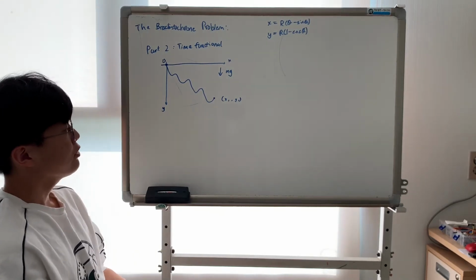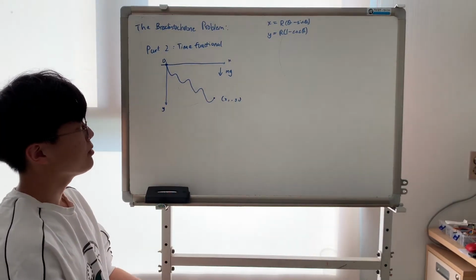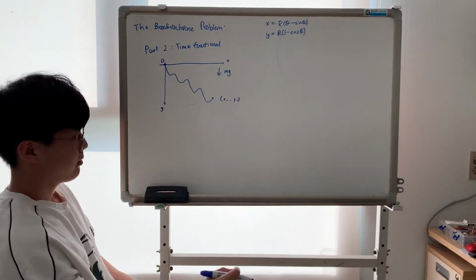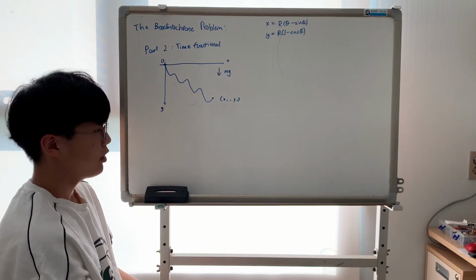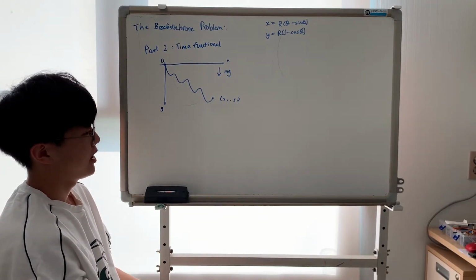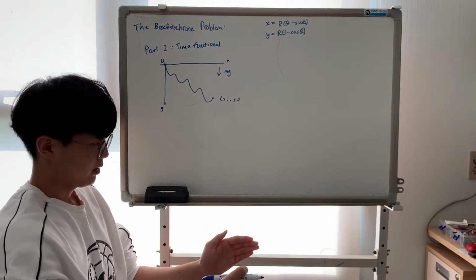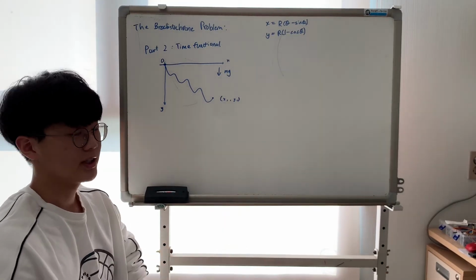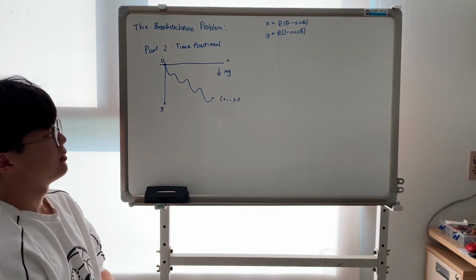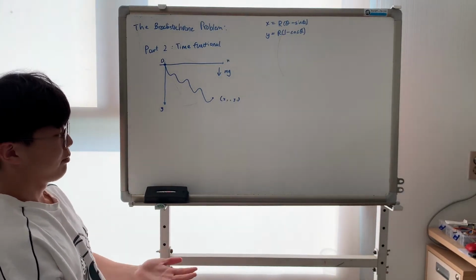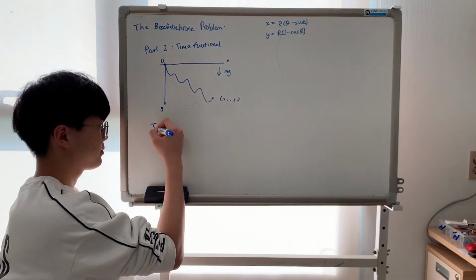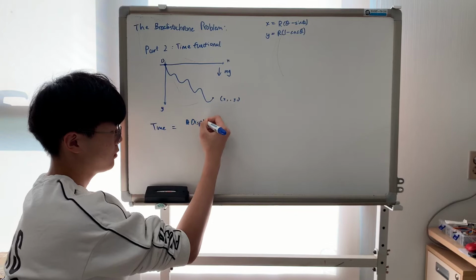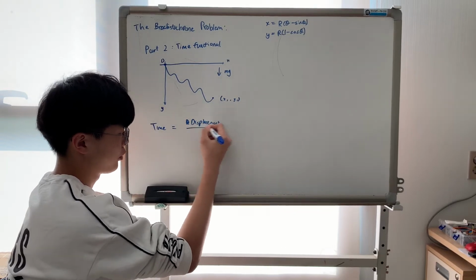And so how do you define time? The time functional basically means defining time in the form of a functional. A functional being a function that has multiple variables, and so it depends on a function itself. And so how do we get time? Well, from basic physics, we know that time is equal to displacement over velocity.